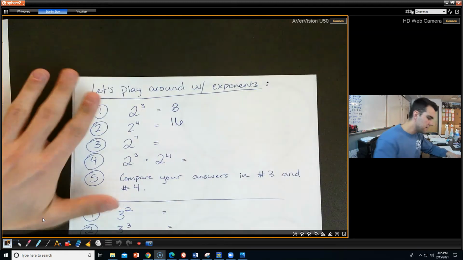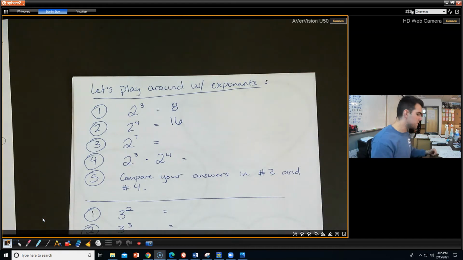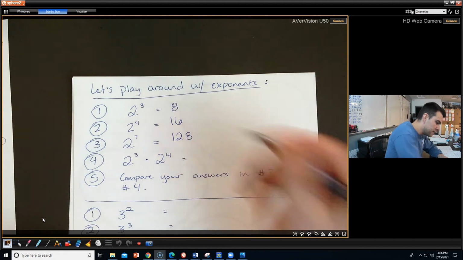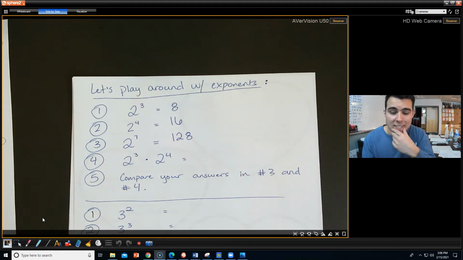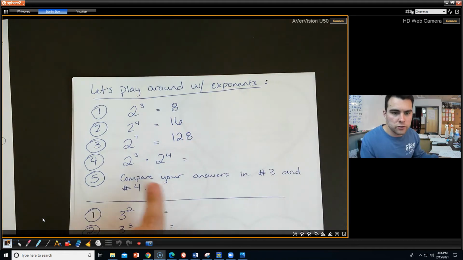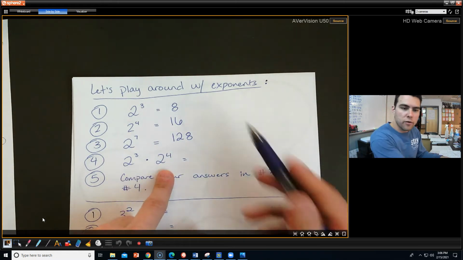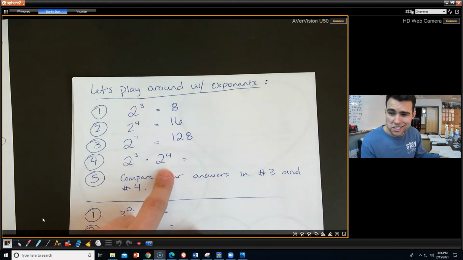And now we have 2 to the seventh. All right, if I do 2 to the 7th, there's 7 2's being multiplied, okay? So that should actually end up being 128, okay? So now this is what we're going to do. We're going to do 2 to the 3rd power from number 1 times 2 to the 4th power from number 2. Let's see what we come up with.